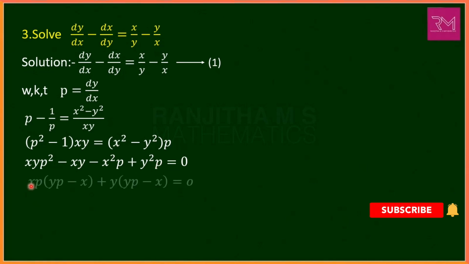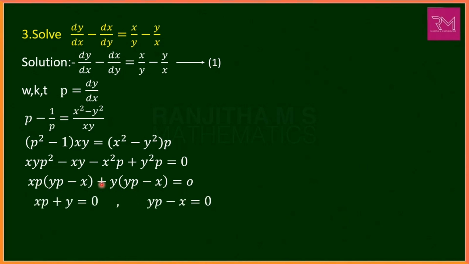we get, if we take xp as common, remaining is y p minus x, plus if we take y as common in these two values, remaining is yp minus x, which is equal to 0. Here we have yp minus x, here also we have yp minus x. If we take it as common and equate to 0, we get xp plus y equal to 0, and yp minus x equal to 0.